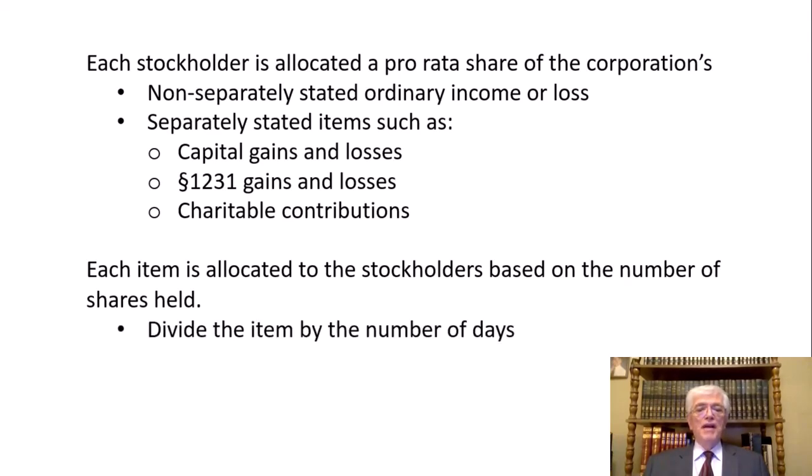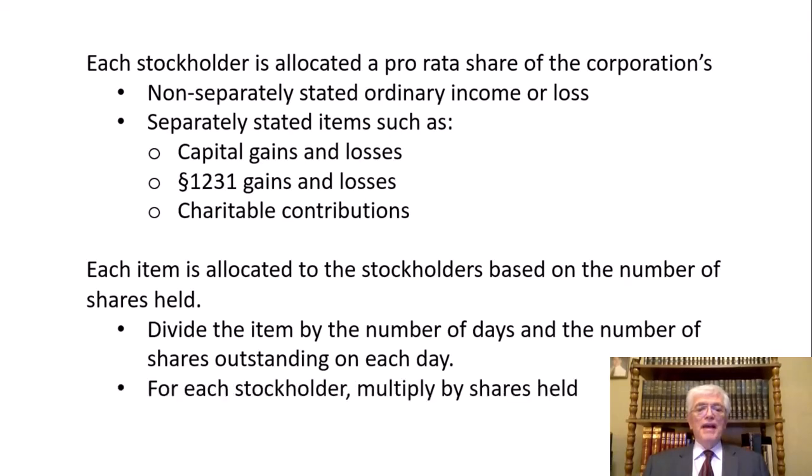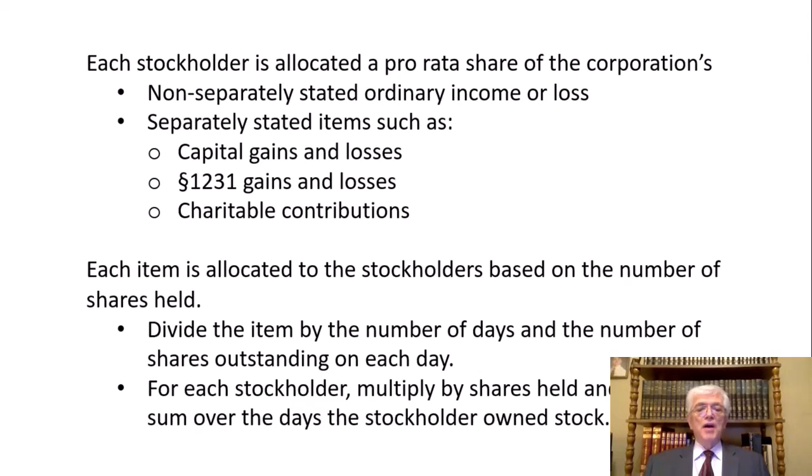What you do is divide the item, say the capital gain or the dividend income or the non-separately stated income, by the number of days and the number of shares that were outstanding on each day. So you get it down to the smallest level of amount per share per day. Then for each stockholder, multiply by the shares held and sum over the number of days that the stockholder owned stock.